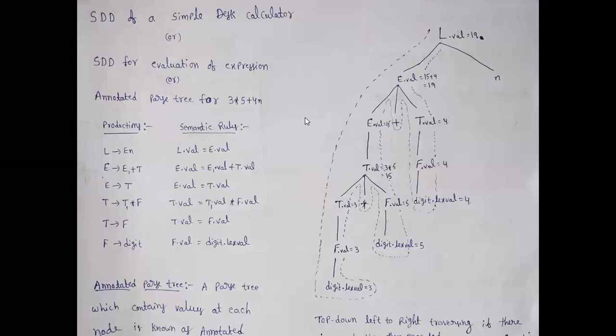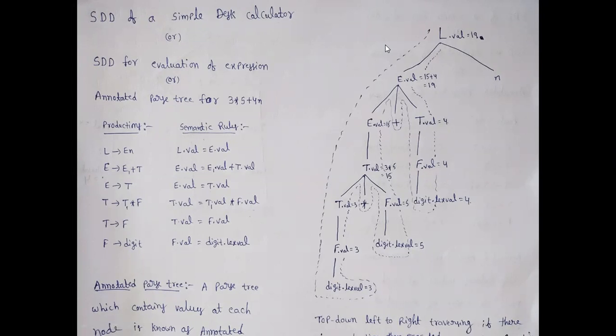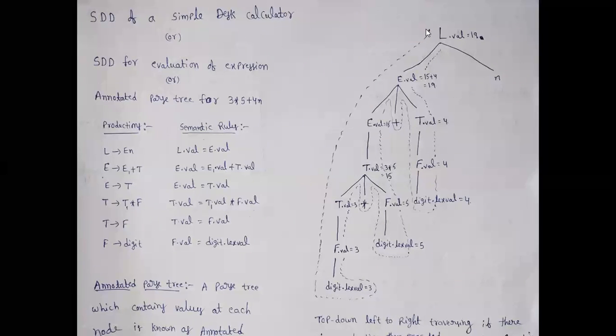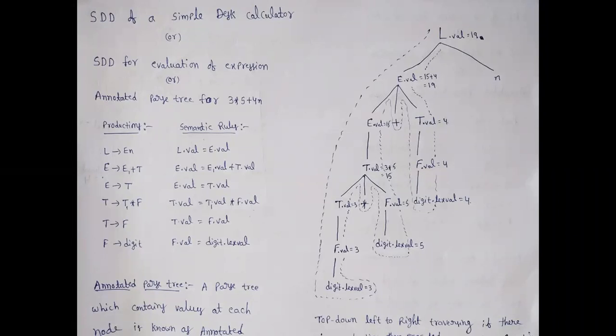So we are converting a parse tree into an annotated parse tree. We are using top-down, left-to-right traversal. If there is a reduction, then we execute the corresponding semantic action. Okay, so here we are using top-down.